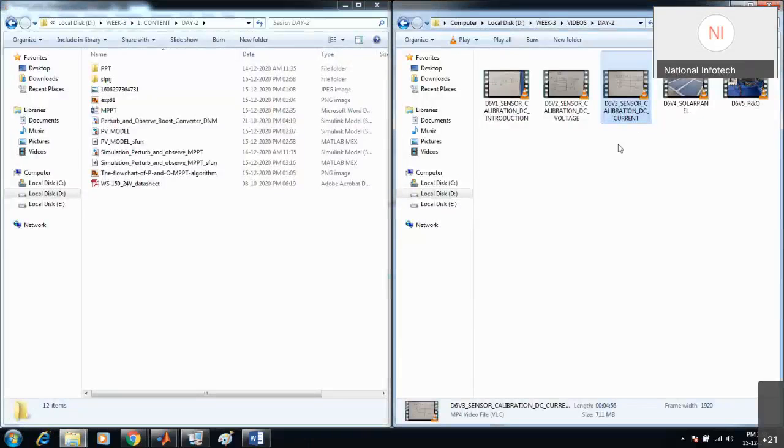So guys, is it clear how we can calibrate the current? Yes, sir. That means in both the cases we are actually measuring the voltage, right? Yeah, we will be measuring the voltage. Okay.